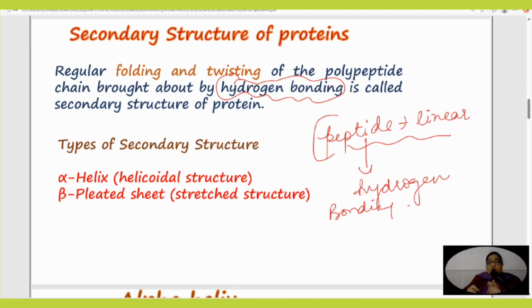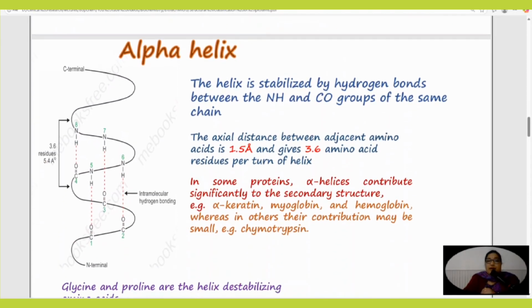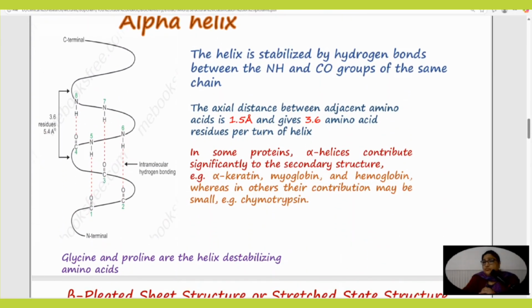All right, so whenever we talk about the types of secondary structure, the secondary structure is of two types. One is the alpha helical structure, another one is the beta pleated structure. Okay, so let us now move on to the alpha helical structure.